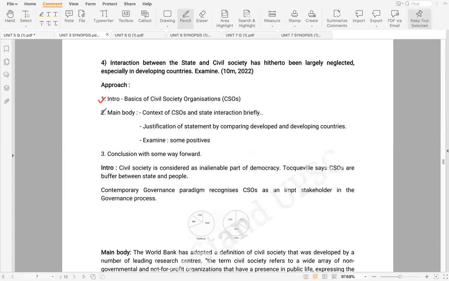Approach: obviously introduction, body, conclusion. In the introduction, we'll talk about the basics of civil society organizations because the question is pertaining to civil society. We'll talk about the context of CSOs and state interaction, how it is supposed to interact. So this was the premise of the question. Then we'll say, why do we feel that it has been neglected in developing countries?